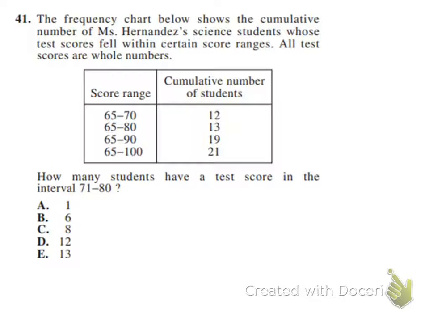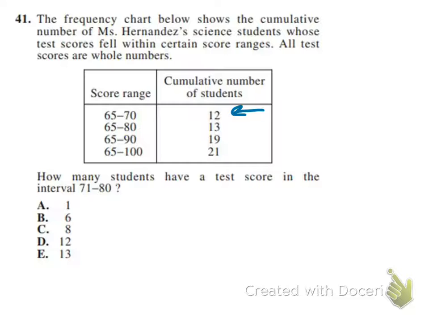Number 41. The frequency chart below shows cumulative frequencies. Ms. Hernandez, a science student whose tests fell within a certain score range. All test scores are whole numbers. Now, if you've never read a cumulative frequency chart, this might be a little complicated. It's really pretty easy, though. Score range, 12 students scored between 65 and 70.